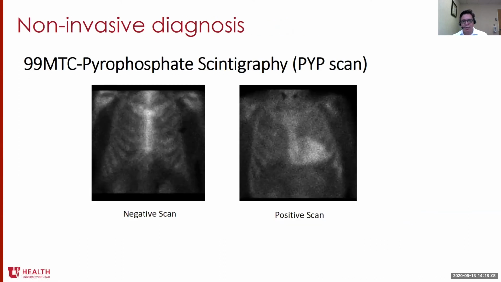Some of you had pyrophosphate scans, which measure uptake of the amyloid. This can be positive in patients with both light chain or TTR amyloidosis, but the clinical utility is predominantly for patients with TTR amyloidosis. So this is not a test that is going to be commonly offered to patients with light chain amyloidosis.